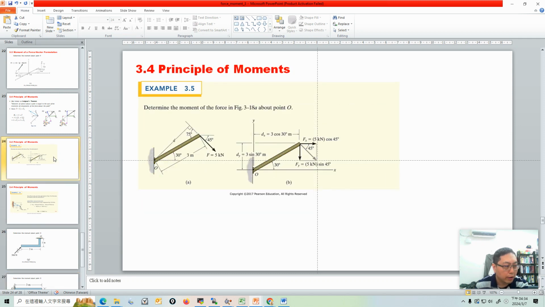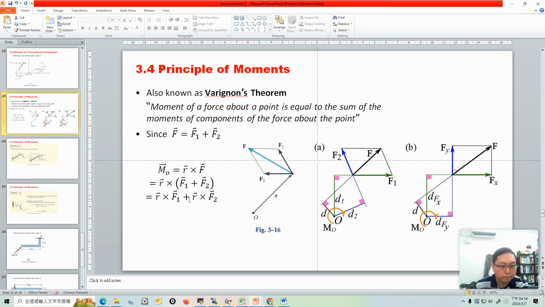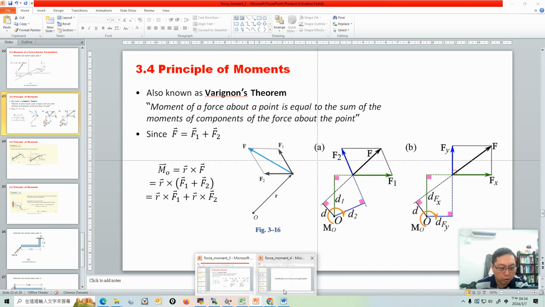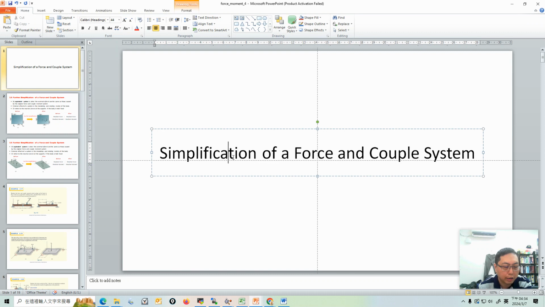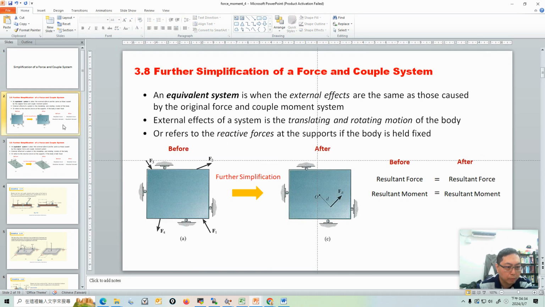Okay, so after the principle of moments, we are going to the next section. It's called simplification of force and couple system, and we are getting into the core material, the core of the mechanics of materials course. Before, I just introduced the calculation of force, position vectors, and the moment. That's the very basic for you guys to warm up. Here we gradually touch the core of this course. First of all, we introduce a concept called simplification of a force or couple system.